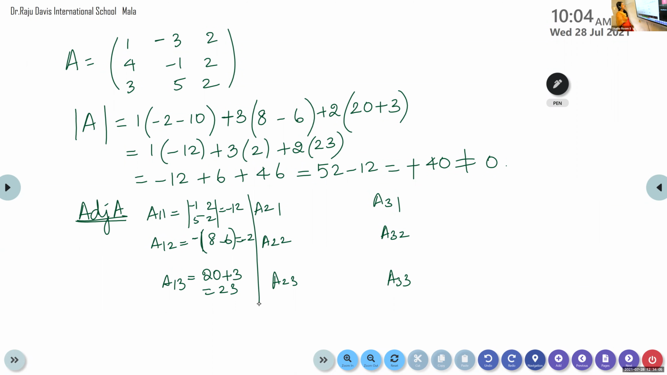Now take the next one, A21. For A21, we will get minus. Minus, leave the row and column. So if you leave the row and column, minus 6, minus 10. So it is minus 16. Already minus is there, so it will become plus 16. What is A22? Second row, second column. So we'll get 2 minus 6, which is negative 4. Is it correct, children? Are you getting this?